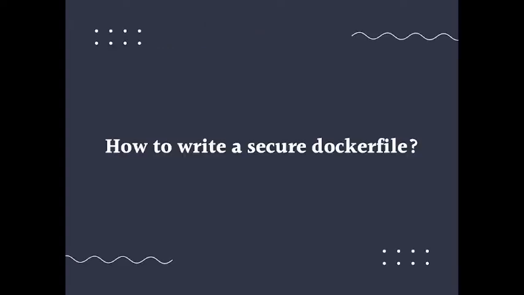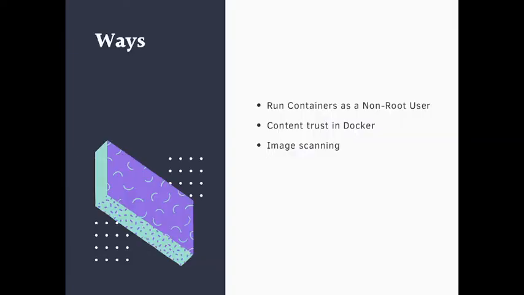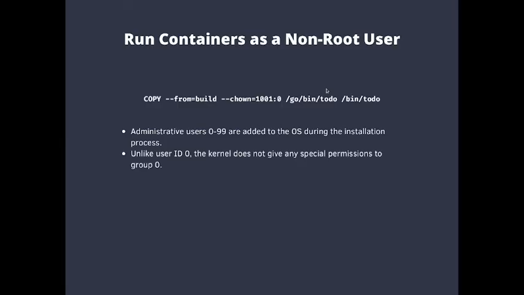moving ahead. So now we've seen how to optimize in 3 ways. Let's see how to secure Dockerfiles. The first one is running the container as a non-root user, the second one is content trust in Docker, where we say verifying the publisher, and the third one is scanning the image. So let's see the non-root user.